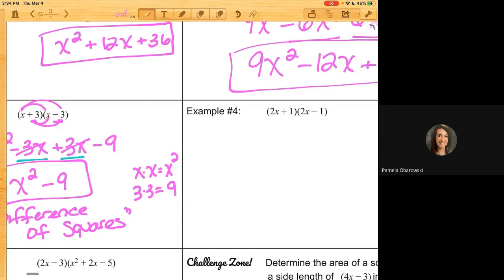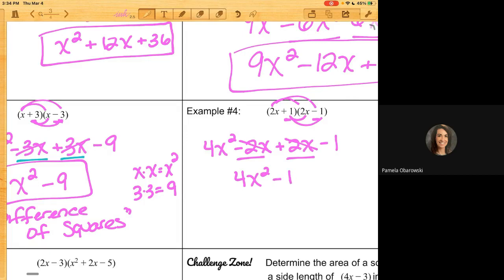And the next one, same sort of deal. Take a look. I've got a positive one and a negative one. That's the only difference between those binomials. First, outside, inside, last. 4x squared minus 2x plus 2x minus 1. Those terms will cancel out. And I'm left with 4x squared minus 1. Again, another difference of squares. So that is also a difference of squares.